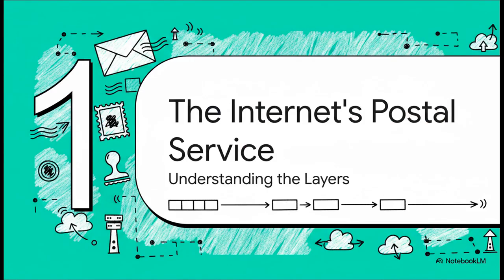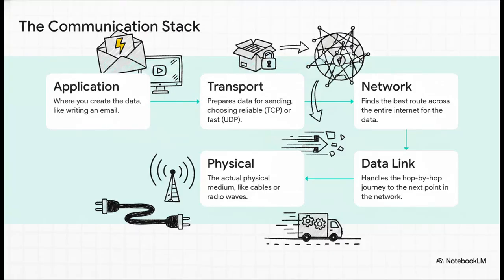To really get our heads around how the internet works, let's start with something we all get: sending a letter. You drop a letter in a mailbox, and you don't think much about it, but you've just kicked off this whole chain of events. It gets sorted, routed, put on a truck. Well, sending data online is surprisingly similar. It's not just one thing, it's a journey through different layers, and each layer has a very specific job to do. This whole system is what we call the communication stack.